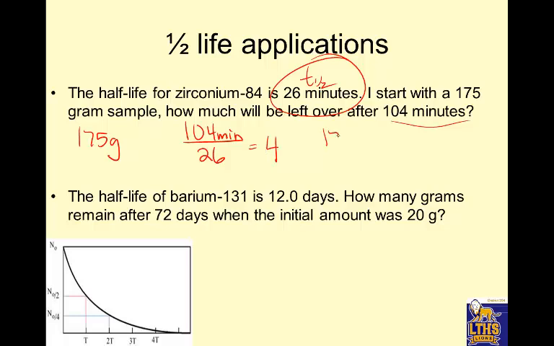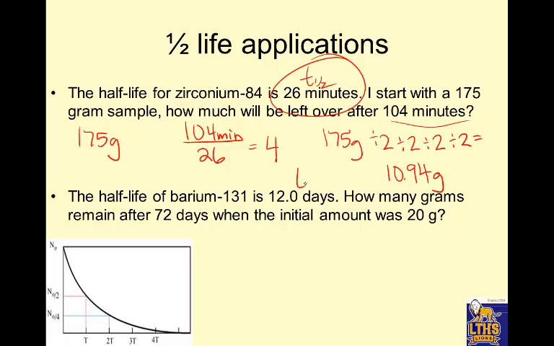Well, 4 half-lives go by, my 175 grams is going to cut in half after the first 26 minutes, and then half of it's going to decay after the next 26 minutes, and then the next 26 minutes, and then the fourth set of 26 minutes. So I'm going to end up with 10.94 grams of zirconium-84. Alright, let's look at this one.